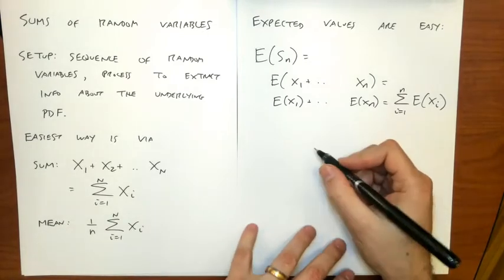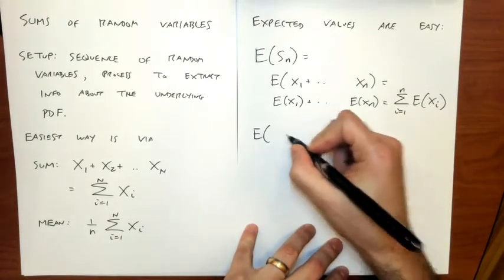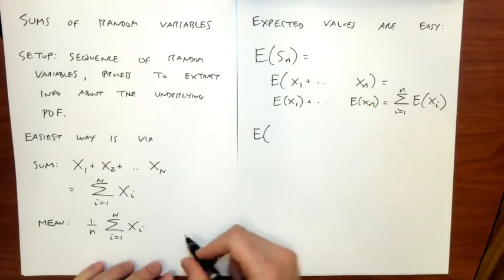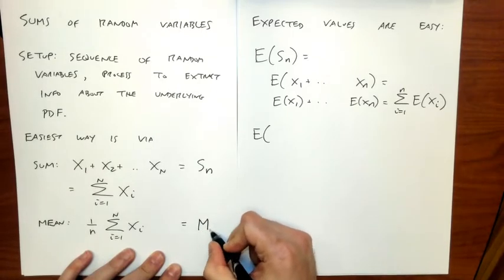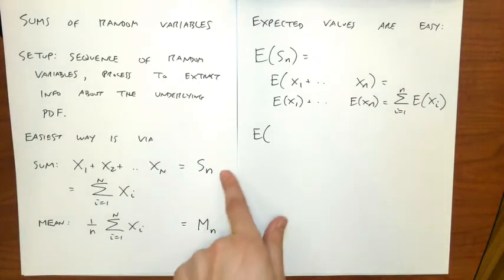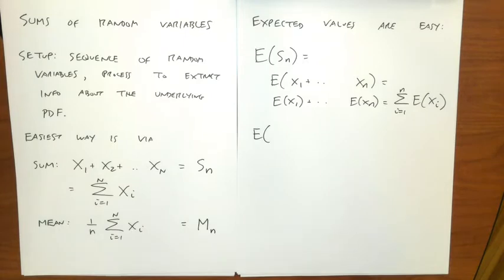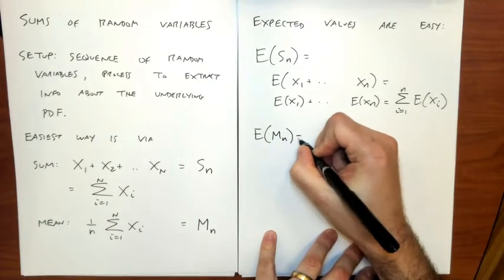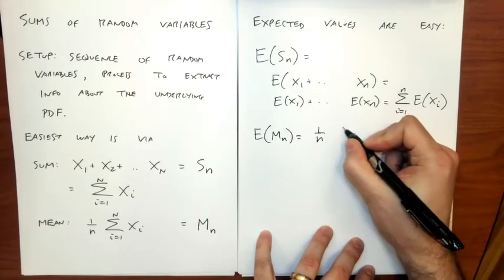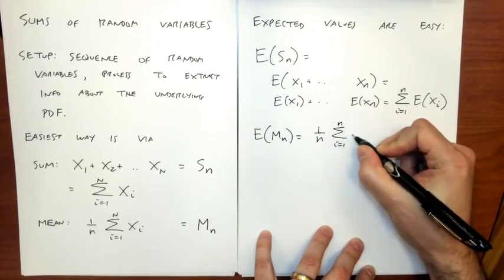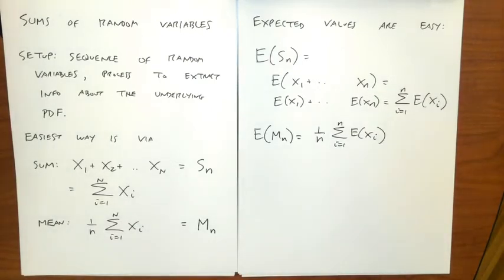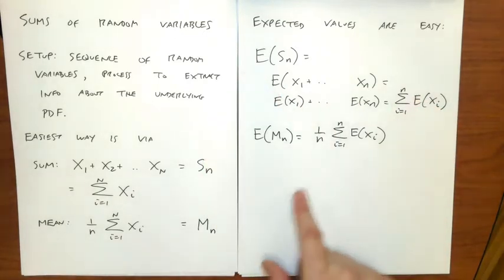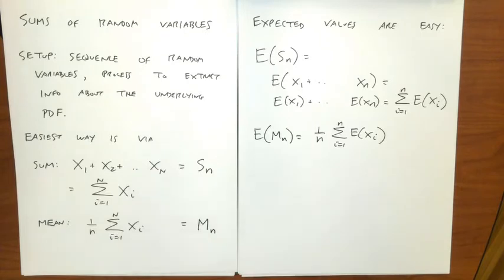And then it follows immediately that the expected value of the mean, and here I'm going to call this S_n, and I'm going to call this M_n, so the sum and the mean of n random variables, right? So expected value of the mean is just going to be 1 over n times the expected value of the sum. So that makes sense, right? The sum of the expected values is the expected value of the sum. The average of the expected values is the expected value of the average. Everything makes sense.